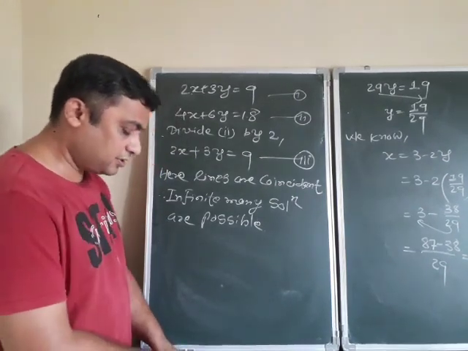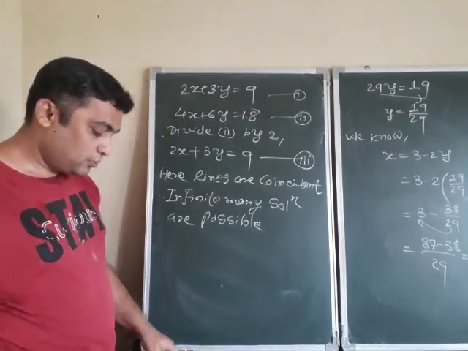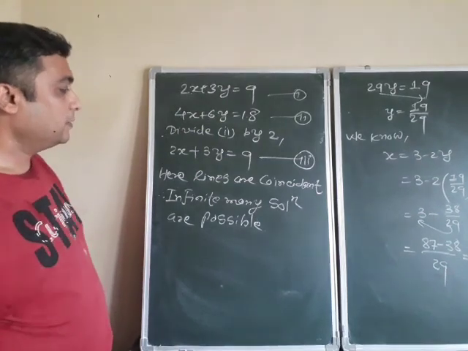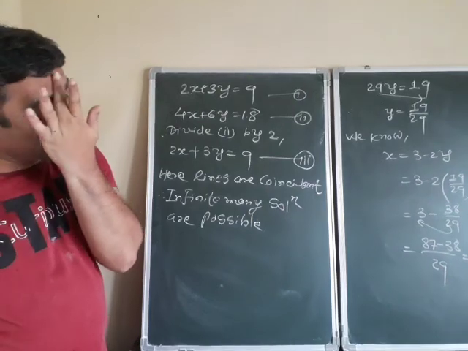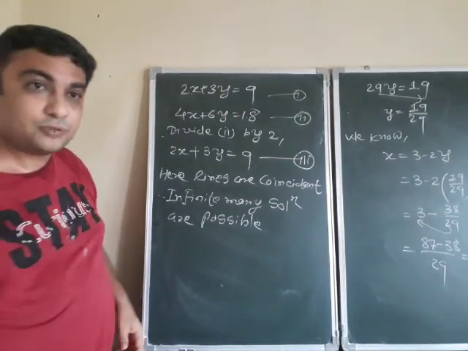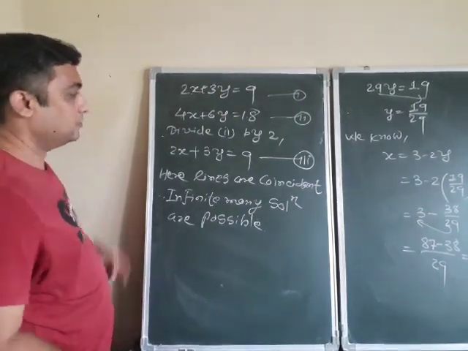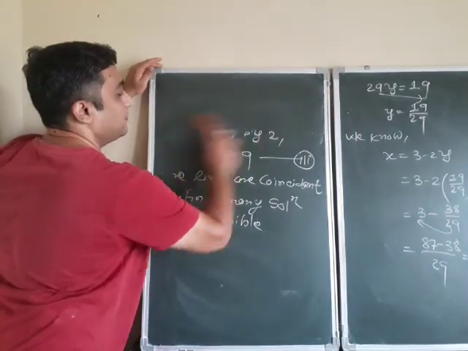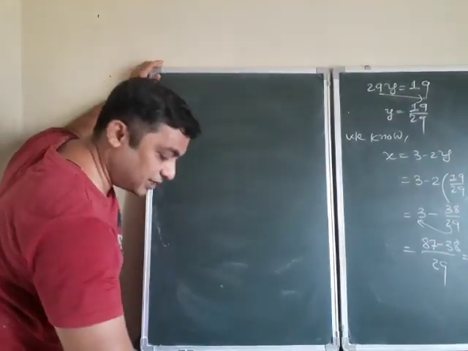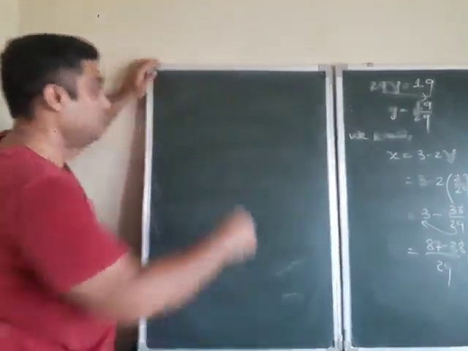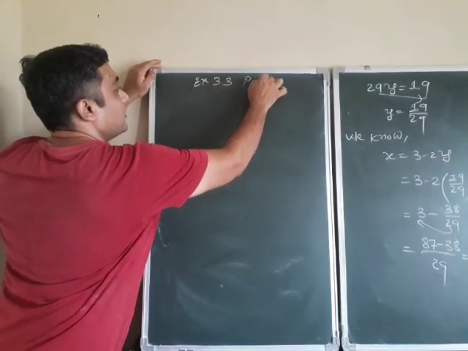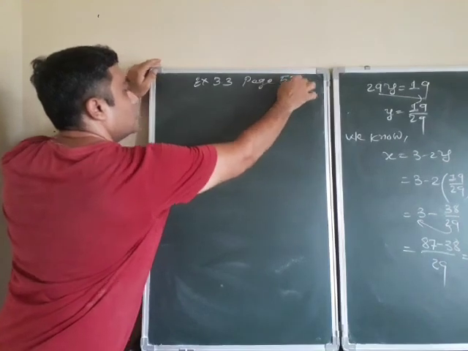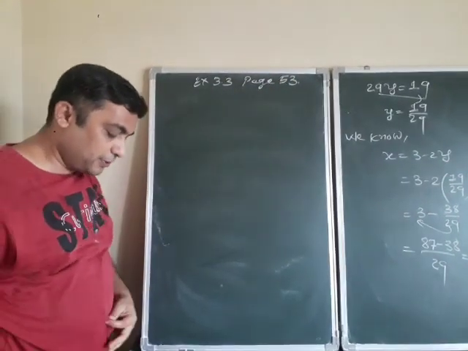Now let me start exercise 3.3 from the textbook. Please complete these examples. I start with exercise 3.3 of your textbooks. Ready? See the first example of exercise 3.3, NCERT textbook. Exercise 3.3, page 53. Page number 53.